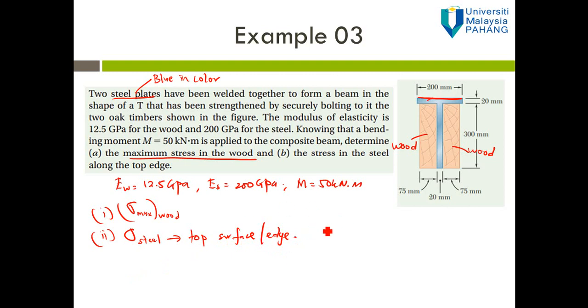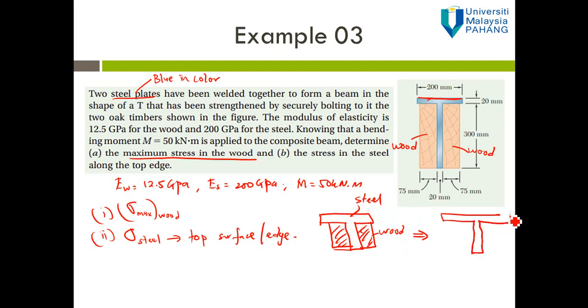So now we have a composite beam. That's the wood and that's the steel. Then what we have to do is transform the composite beam into a homogeneous beam. Which one do you want to transform, steel to wood or wood to steel?